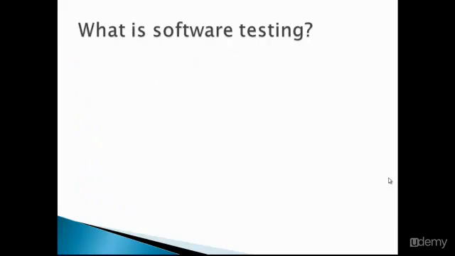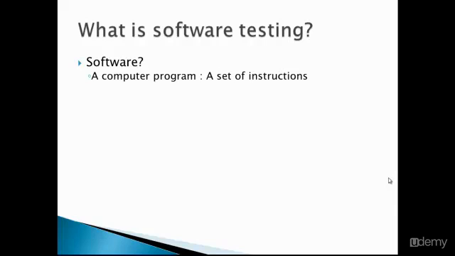Okay, so let's first try to understand what is software testing. Now if you look at the term software testing, there are two words in it. One is software, another is testing. So what does software mean? So software is a computer program, as we all know, and it is a set of instructions. Now that is one way to look at it. For example, a simple hello world program written in C language or Visual Basic.